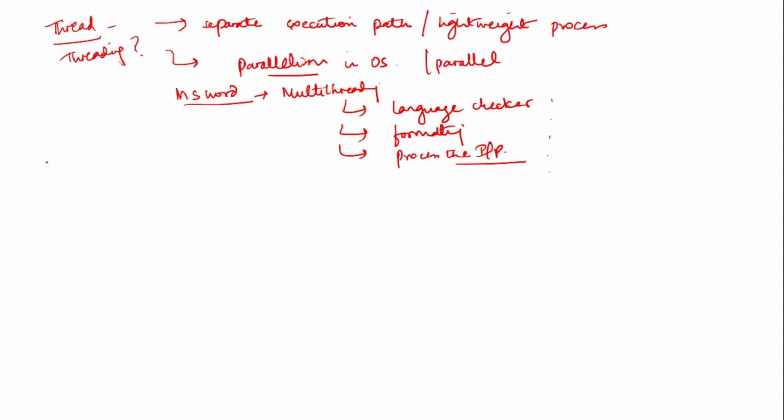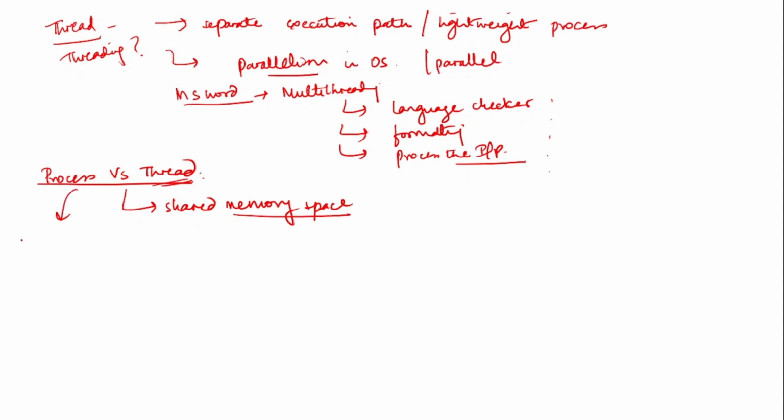So what is the primary difference between a process and a thread? Why exactly are we using the thread? There are many reasons. The primary difference between them is the concept of shared memory space. That means with the help of threads, you can share the memory, and this saves a lot of memory. With process, you have to create a separate memory for a process. But for a thread, you can share the memory.